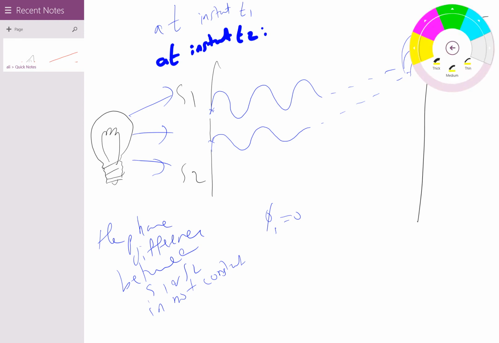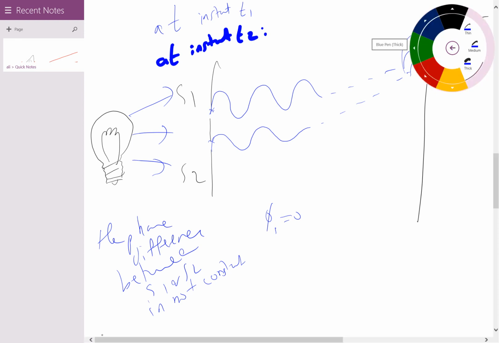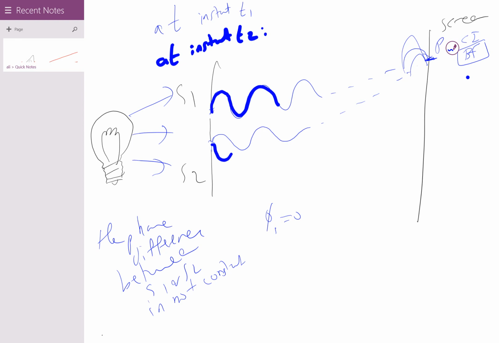Assume that at instant t2, suppose the wave from S1 starts also like this, but the wave from S2 starts like that. Why does this happen? Because the bulb is not emitting waves at a constant rate or in a coherent pattern. So the waves reaching S1 and S2 right now are out of phase. Therefore the phase difference between them is pi radians, in such a way that if this is at a crest, this is at a trough.